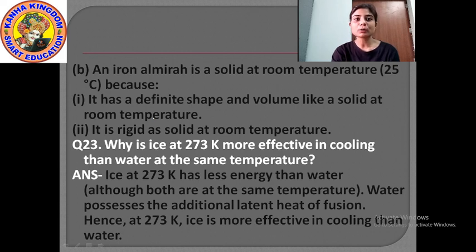Although both are at the same temperature, water possesses the additional latent heat of fusion. Hence, at 273 Kelvin, ice is more effective in cooling than water. Understood? Because ice has got more particles, it can absorb the energy from the surrounding, and so it is more effective in cooling than water. Okay?